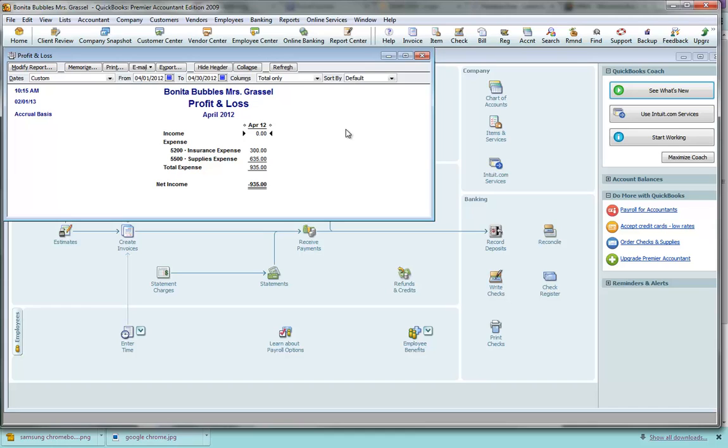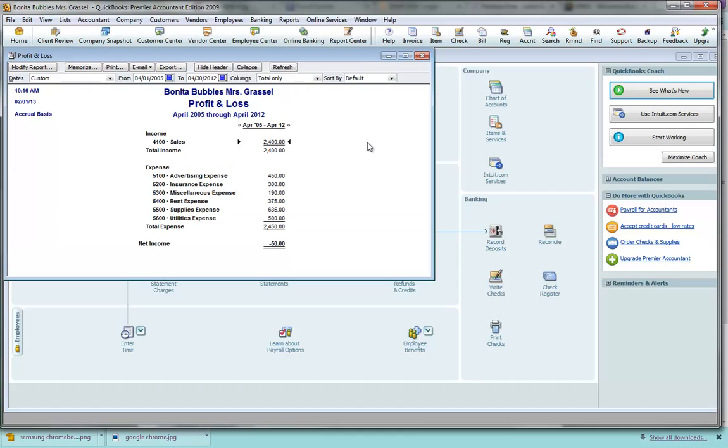But where was our income put in? I think it was 2005. So right up here on the top, I'm actually going to go through and just change 2012 to 05 and hit refresh. And notice the difference. I put from April 1st, 2005 to April 30th, 2012.